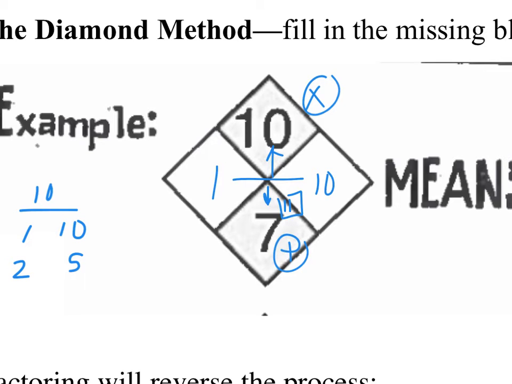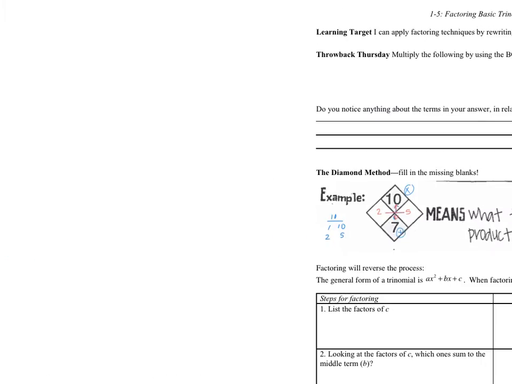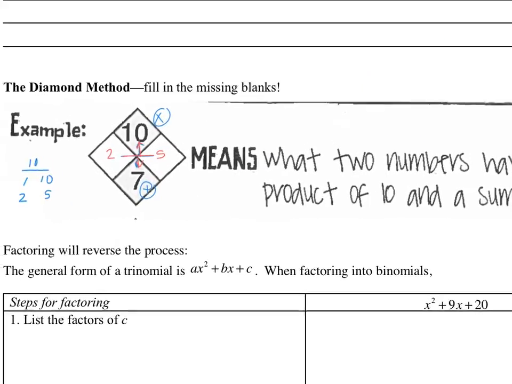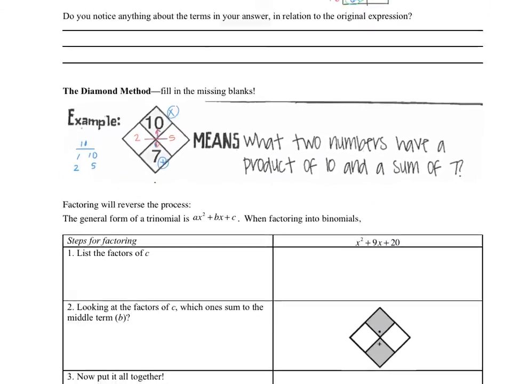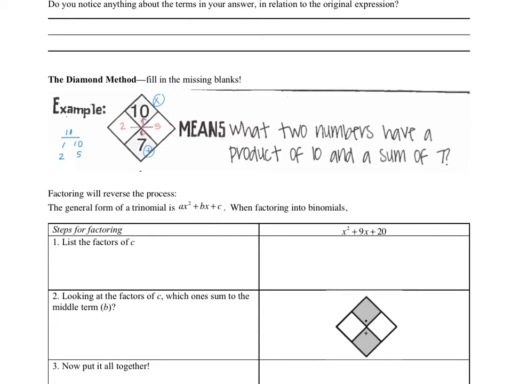I want a 7. So now I'm going to try out not a 1 and a 10, but a 2 and a 5. So I'm going to put in my 2 and my 5. 2 times 5 is 10. 2 plus 5 is 7. So if I were to factor this, I would get x plus 2 times x plus 5. So our goal today is we want to use the diamond process, or the x method, to basically find the two numbers that multiply to our last term and add up to our middle term.